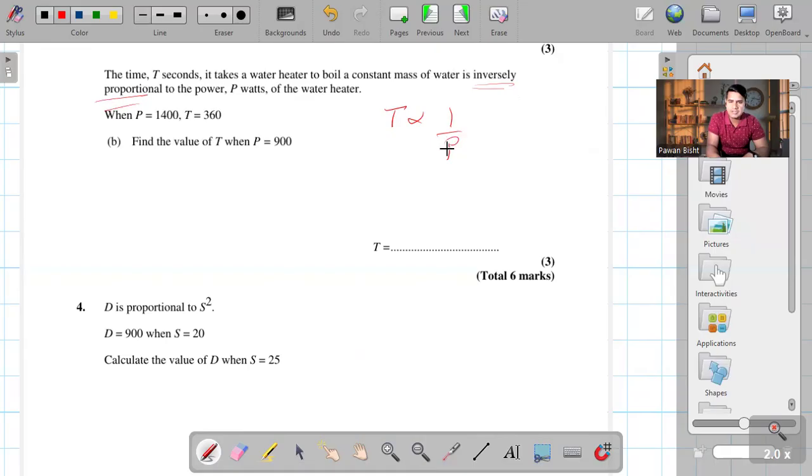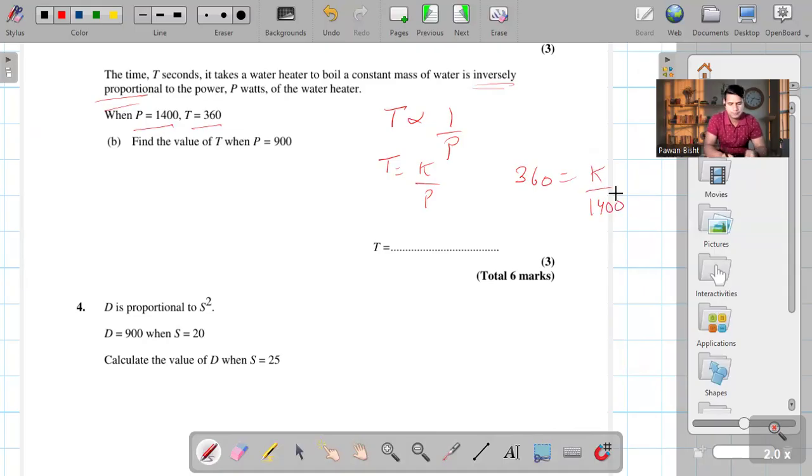Whenever a direct relationship is there, the letter comes in the numerator, but if it is an inverse relation, then the letter comes in the denominator, right? Whenever we remove the proportionality sign, a constant comes. I'm taking k. It's not necessary that you always take k. You can take any other variable except these two. So we have to find the value of k. They have given when p is 1400, t is 360. So in place of t we put 360 equals k over 1400.